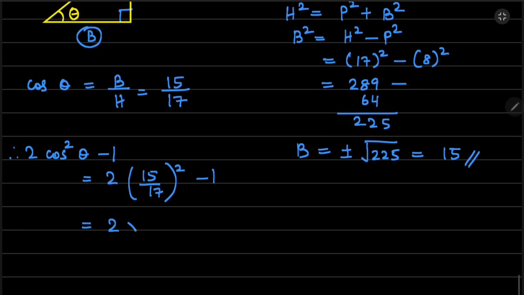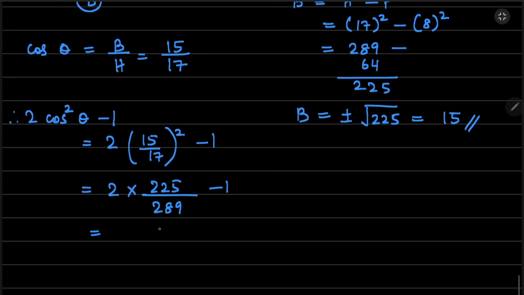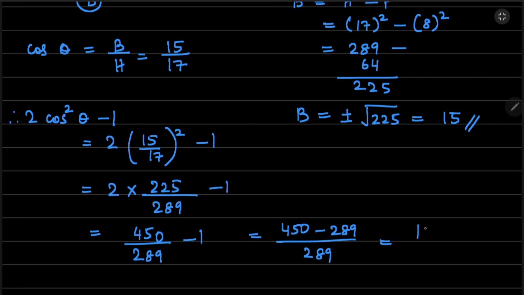So this is equal to 2 multiplied by 225 divided by 17 square, 289, minus 1. So what do you get here? 2 multiplied by 225, 450 by 289 minus 1. Take the LCM, 289. So 450 minus 289. What do you get? 161 divided by 289 is your answer. Do check it out. Please do it and see.